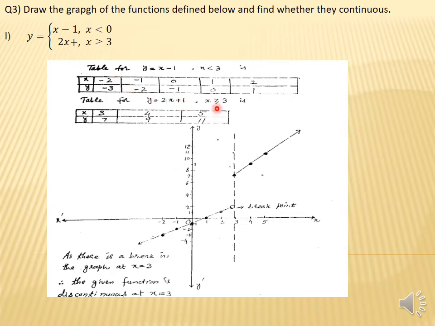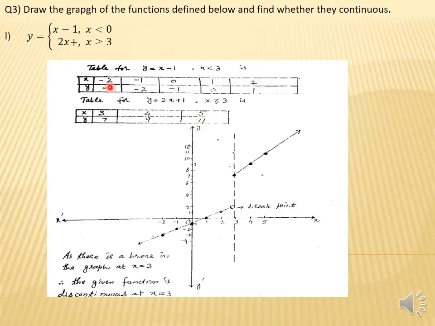So for the next function we have 2x plus 1 and all values are greater than or equal to 3. So greater than 3, and 3 included. So we can take three values: 3, 4, 5. If we put 3 in this function, then we get 7. If we put 4, then we get 9. If we put 5, then we get 11.